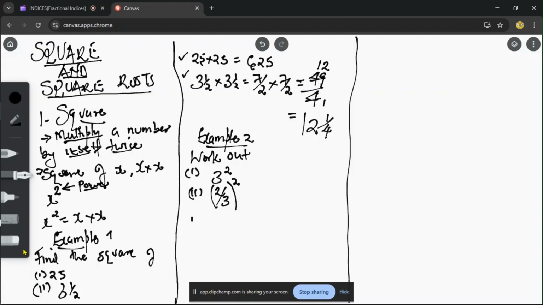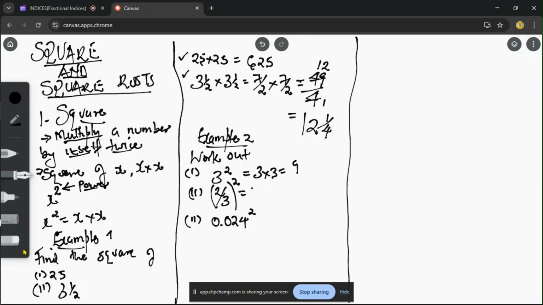I can add another one, maybe a decimal. Now that I didn't have a decimal here, maybe I find 0.024, the square of that. I will do the same thing. The answer for this one is 3 multiplied by 3, which is 9. That is the square of that number.